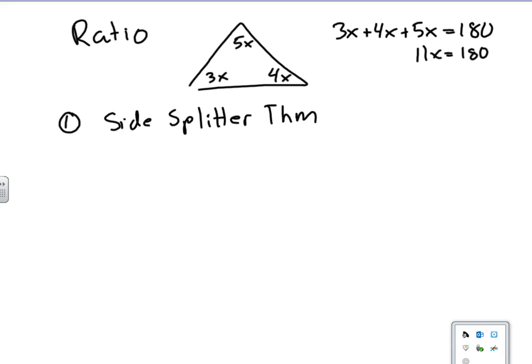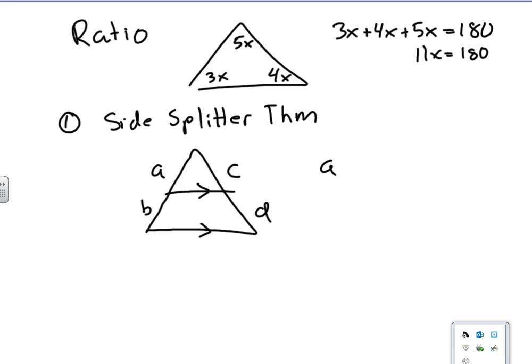And so the side splitter theorem is when we have a triangle and then we have a parallel side. This is our A over B equals C over D. So A over B equals C over D. Just be careful in this. Make sure you have the individual parts. That's kind of the one thing that can trip people up sometimes.